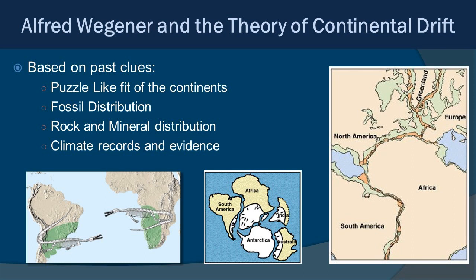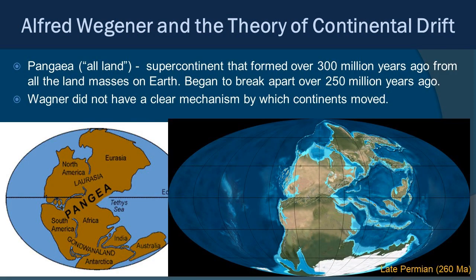Now, no one piece of evidence that we just talked about really conveys that these continents moved. But when you start to put all of the pieces of evidence together, it starts to tell a convincing story. Wegener believed that all land masses at one point in time were connected together in a supercontinent called Pangaea. Pangaea literally means all land. And this formed over 300 million years ago. You can see a drawing of this on the bottom left.